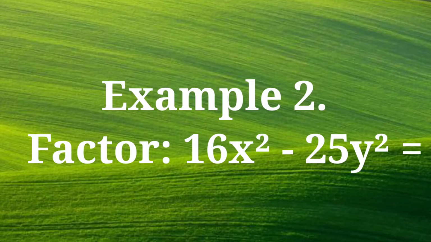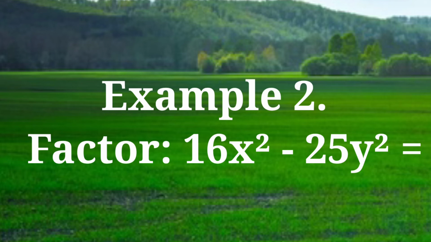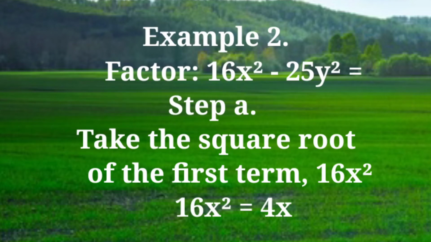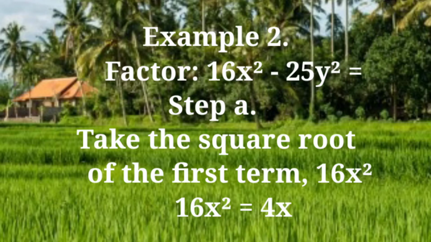Example number 2. Factor 16x squared minus 25y squared. Step A. Take the square root of the first term. The square root of 16x squared equals 4x.